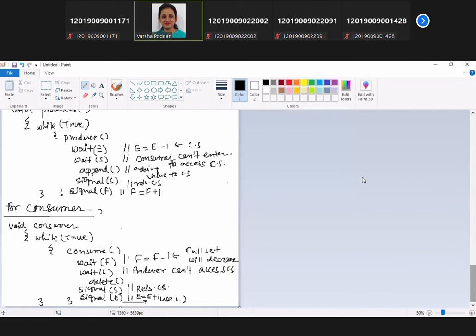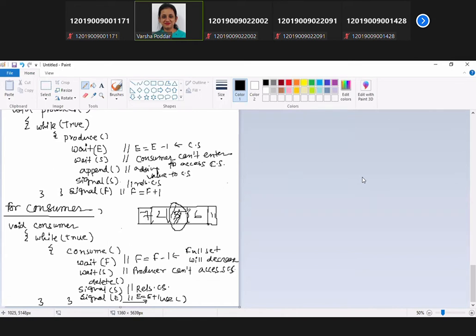Right? E portion I did not understand. Which portion? Consumer or producer? In consumer, you did not understand E. Okay. Suppose this is your n size buffer, right? Suppose you have 5 here, 6 here, 2, 7, 11. So I will be deleting this particular value.